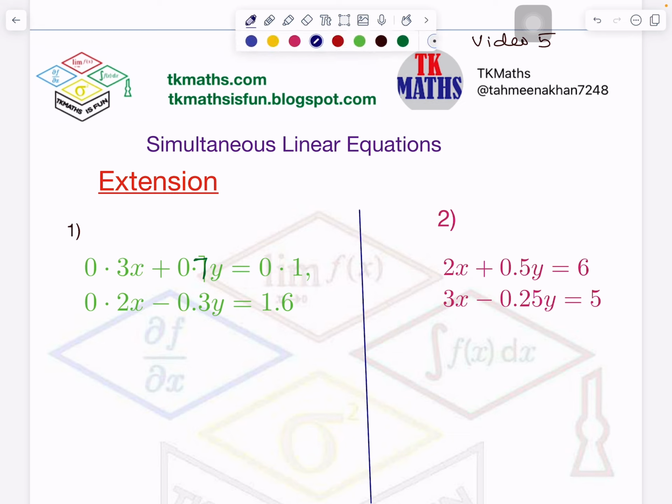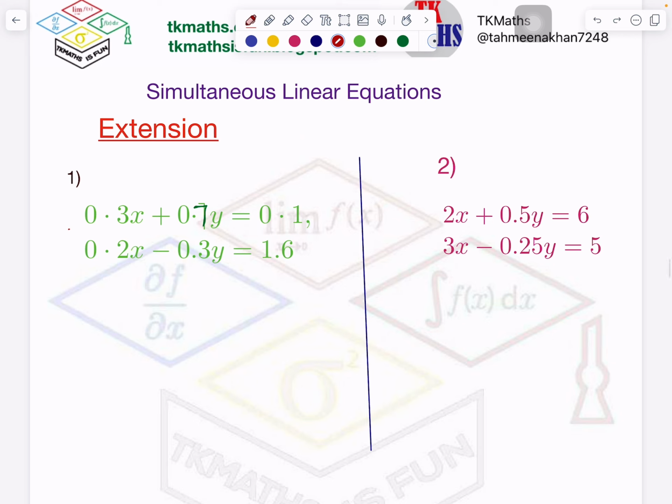Okay. So now if I see question number 1, everywhere after decimal there is only one digit. You notice 0.3, 0.2, 0.7, 0.3, 1.6, 0.1. So after decimal there is only one digit. In that case I will multiply both the equations by 10 because I want to get rid of decimals.